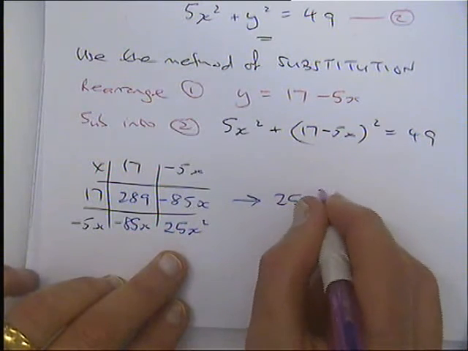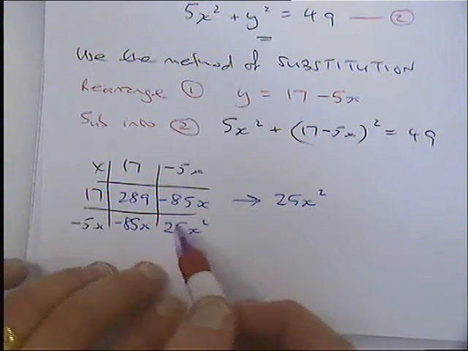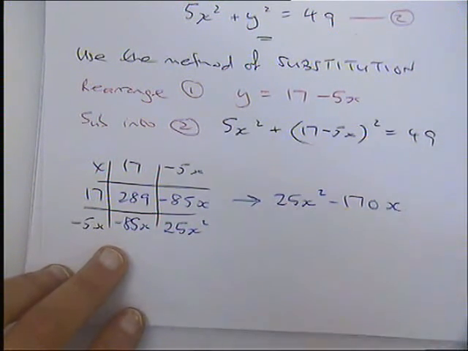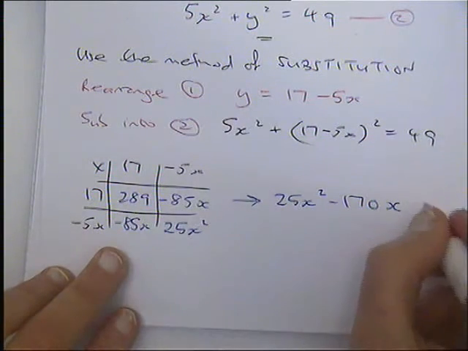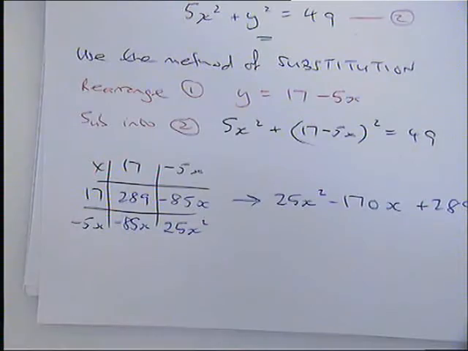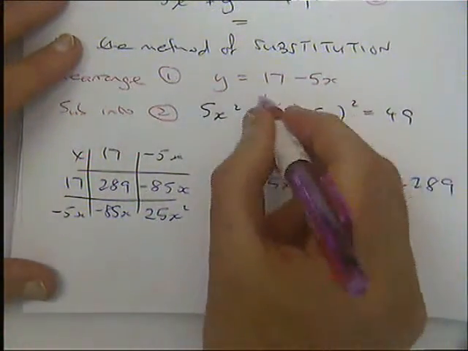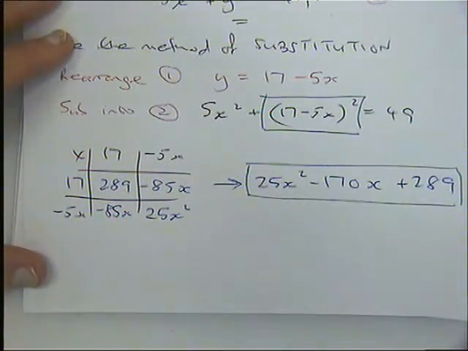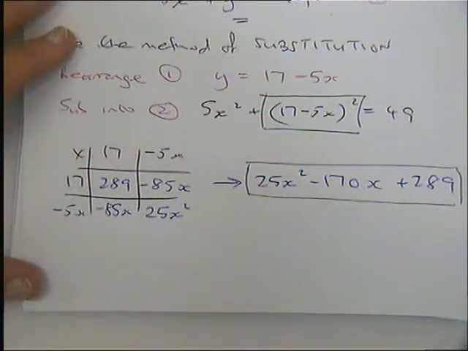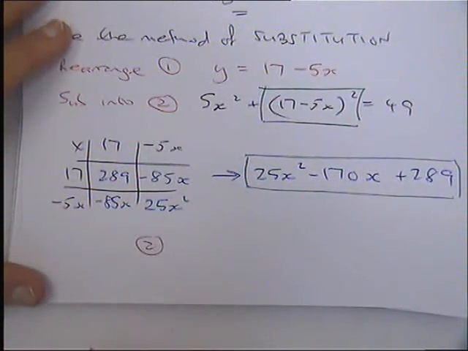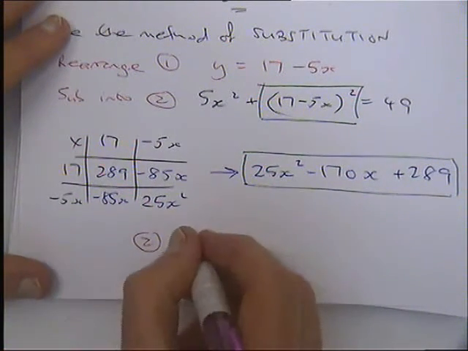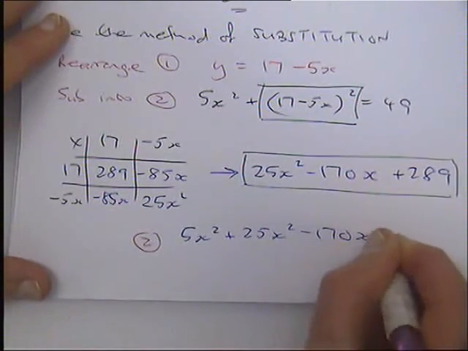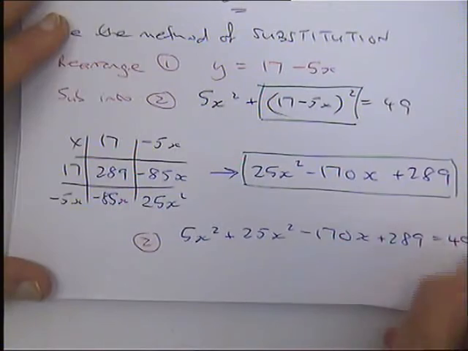So that bit is giving us 25x squared. If we start with the x squared bit, which we normally do. The minus 85x minus another 85x will give us minus 170x. And I've got a positive 289. So, what I'm putting in a green rectangle there now gets replaced with what's in that green rectangle there. Okay, so my equation number 2 becomes 5x squared plus that green rectangle equals 49.